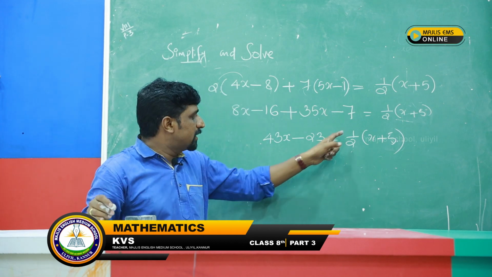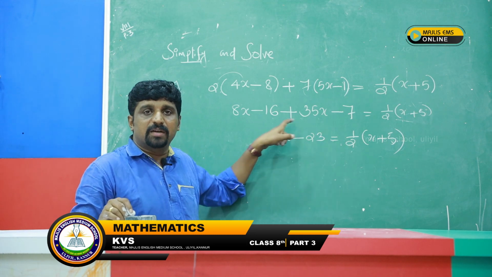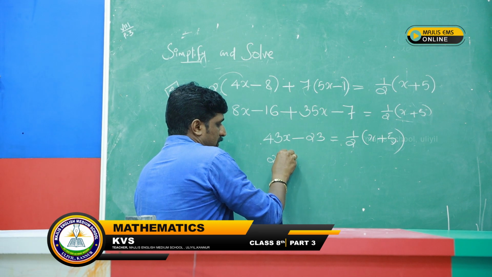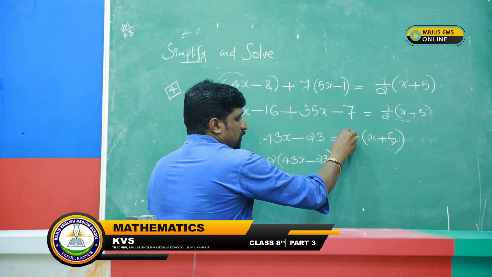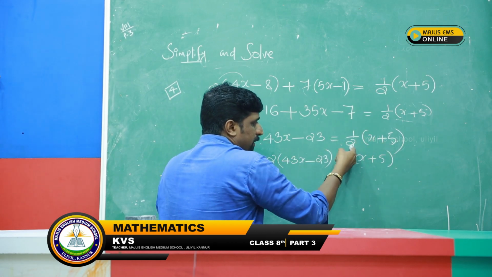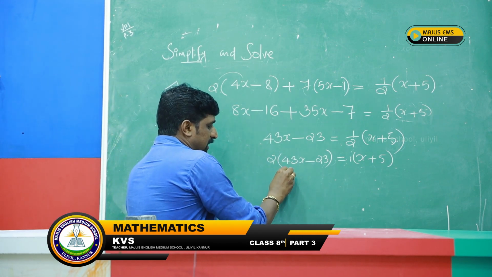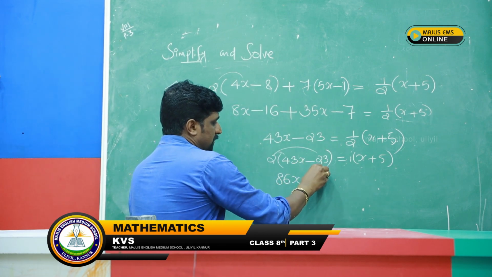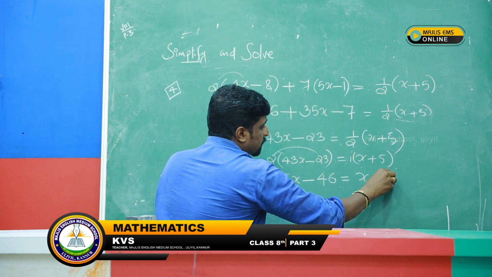Now next step, this by 2 can be taken to this side. Divided by 2 taken to this side becomes into 2. Therefore, 2 into 43x minus 23 equal to 1 into x plus 5, only x plus 5. Now 2 into 43 is 86x minus 2 into 23 means 46 equal to 1 into x plus 5, means x plus 5 itself.